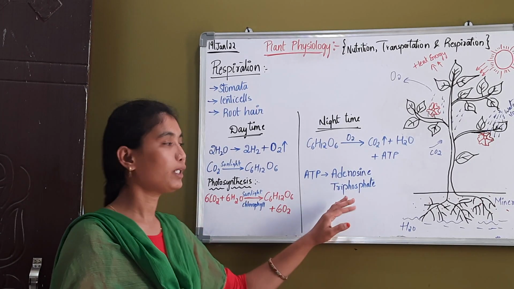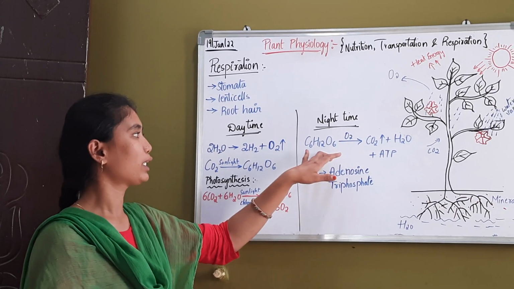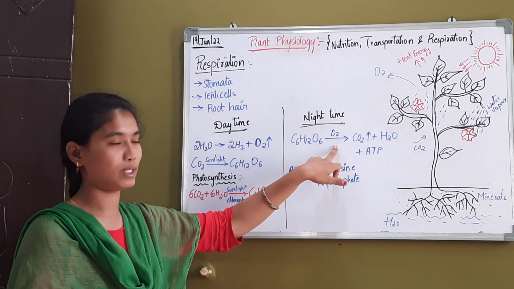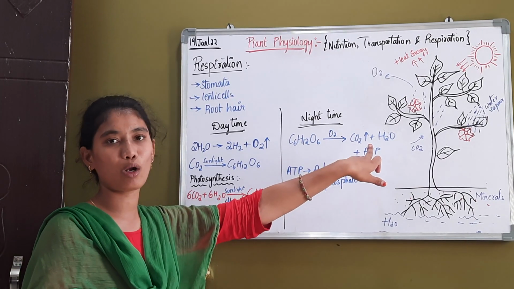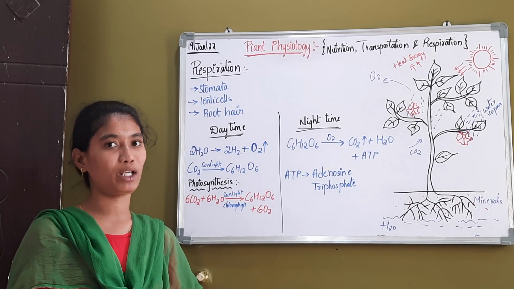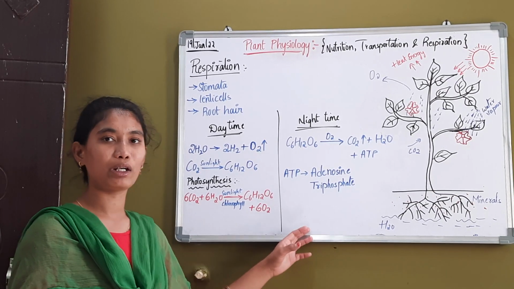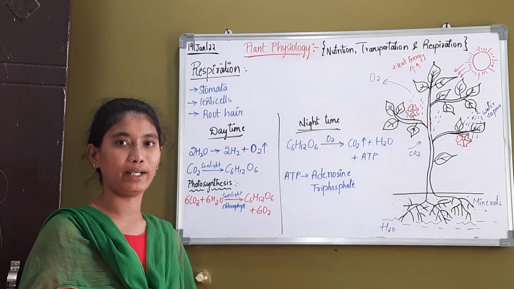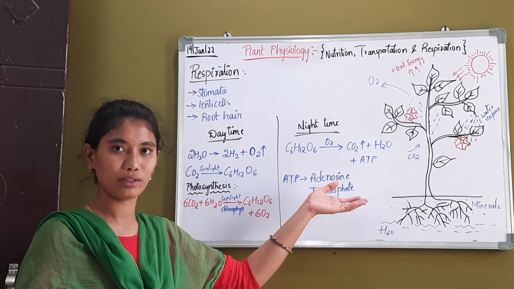And now let us see the night time. In the night time, these carbohydrates, the energy, with the help of oxygen, release carbon dioxide to the environment and it takes the oxygen from the environment, and there is no photosynthesis occurring in the night time because there is no sunlight, right?